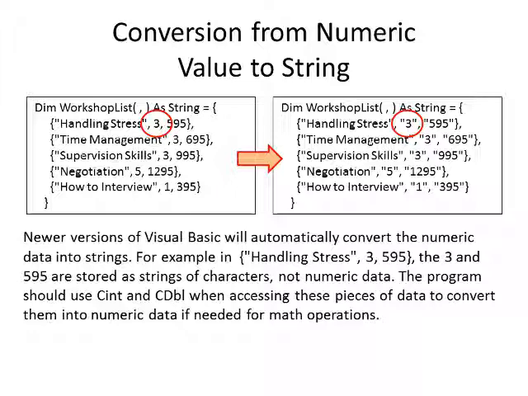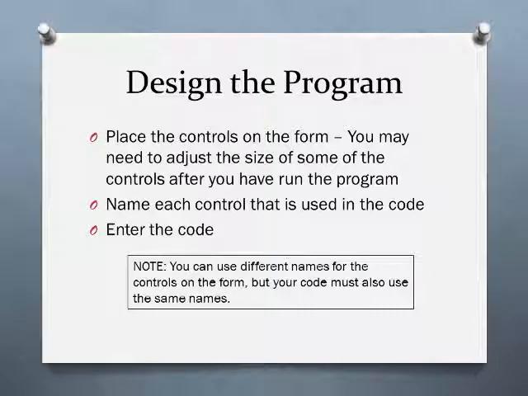In these newer versions of Visual Basic, since this is a string, that's going to take the 3 and convert it into a string as the character 3. And the 595, instead of being 595, since it's declared as a string, it's going to be converted into a string value, character 5, character 9, character 5. Then we can use cint and cdouble when accessing these pieces of data, to convert them back into numeric data if we need them for math operations. Let's look at designing and building the program.